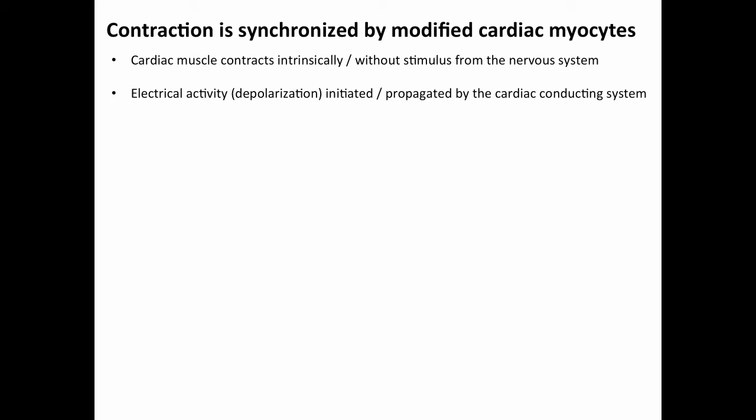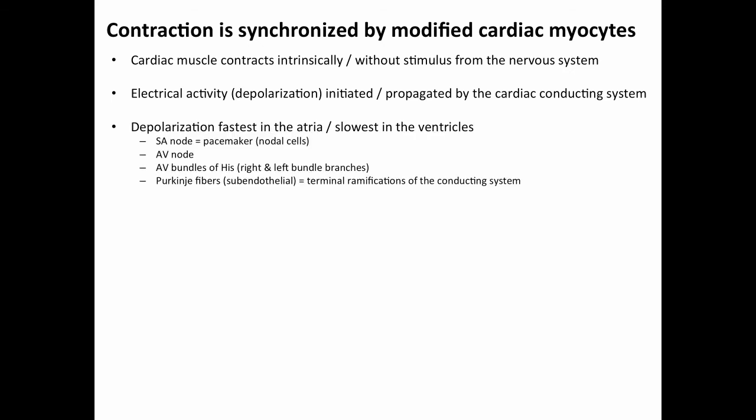Cardiac muscle, as you know, contracts intrinsically without any stimulation from the nervous system. Electrical activity, so-called depolarization, is initiated and propagated by the cardiac conducting system. Depolarization is fastest in the atria, it's slowest in the ventricles. The impulses start at the SA node, the so-called pacemaker, the nodal cells in the pacemaker.